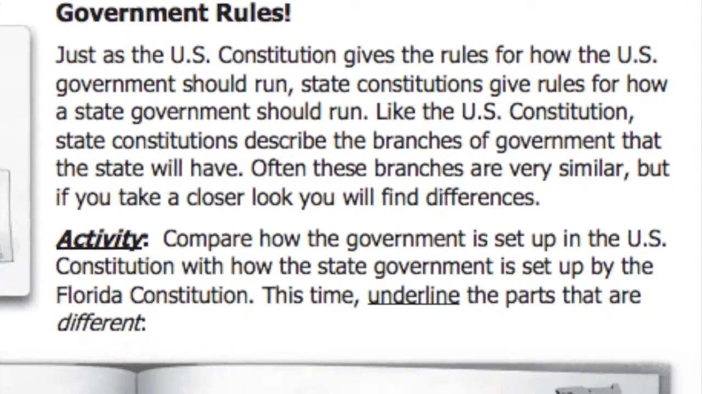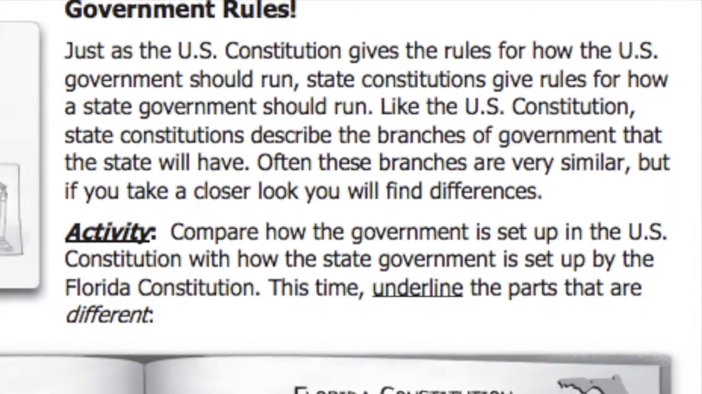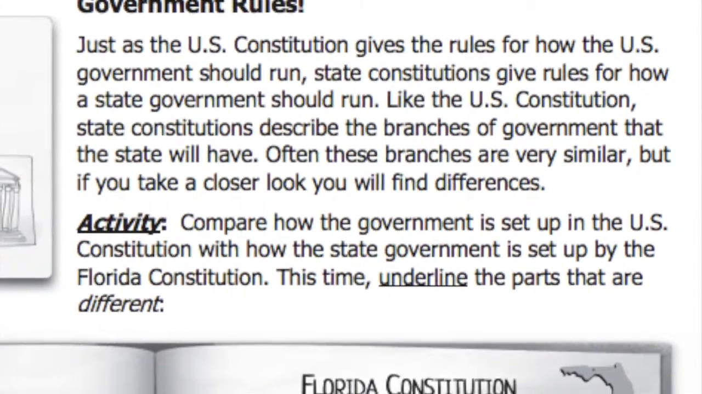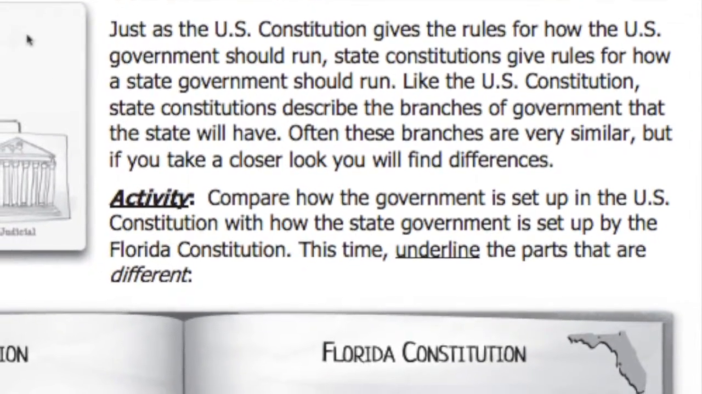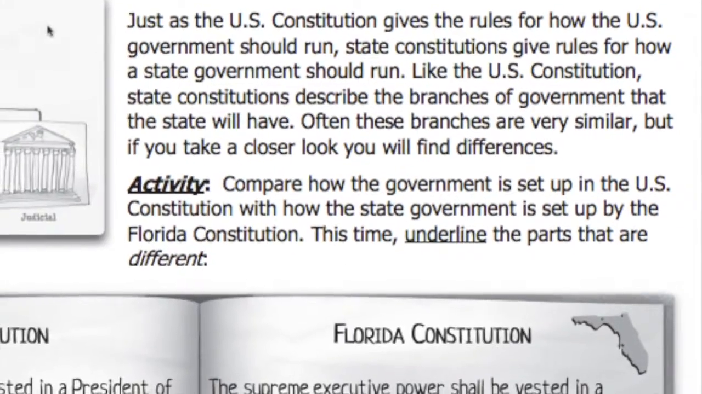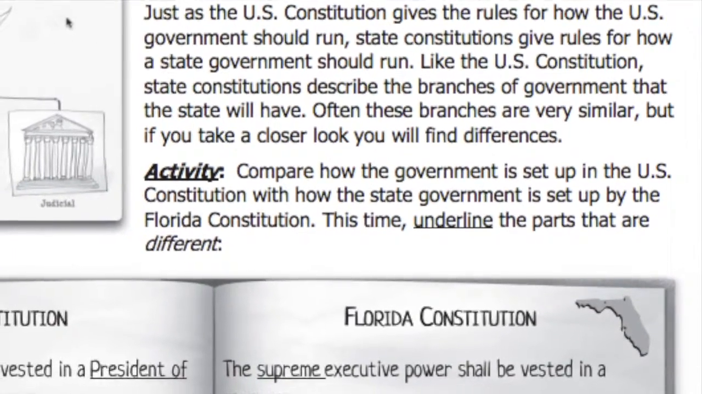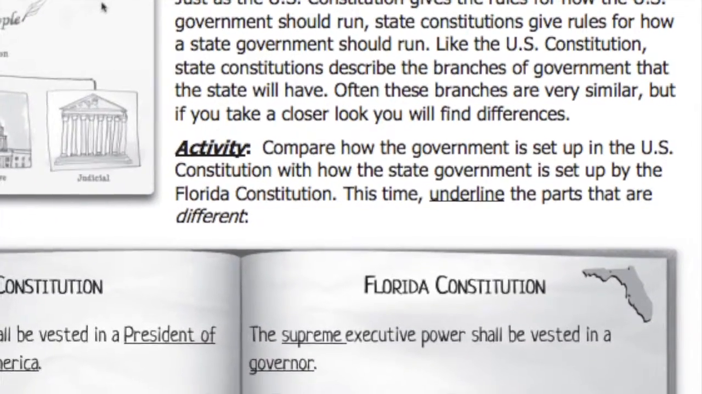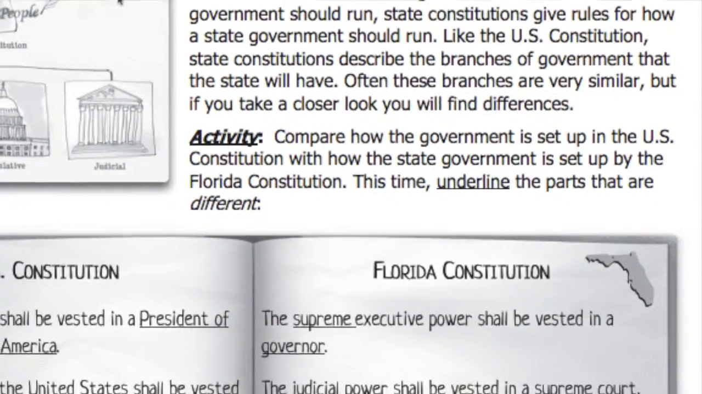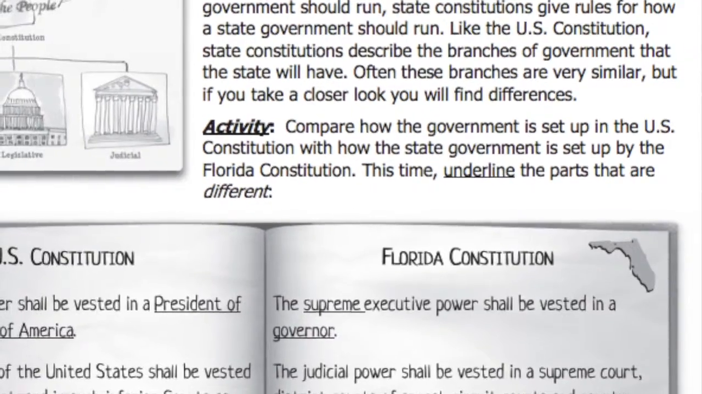Government rules. Just as the U.S. Constitution gives the rules for how the U.S. government should run, state constitutions give the rules for how a state government should run. Like the U.S. Constitution, state constitutions describe the branches of government that the states will have. Often these branches are very similar, but if you take a closer look, you will find differences.